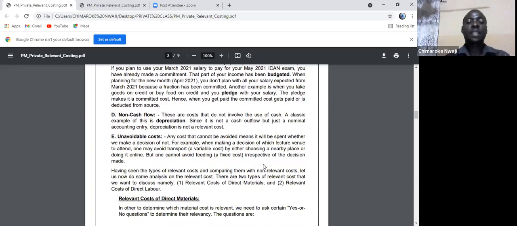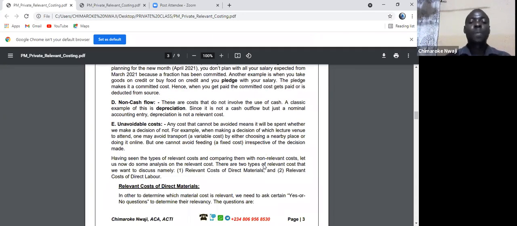Then any cost that has non-cash flow. When we say non-cash flow, it means you don't involve the use of cash. A classic example of this is depreciation. We usually say that in accounting, depreciation is an operational expense. It's the value we give for wear and tear of an asset. But the asset is just having wear and tear. No money value is actually being spent.